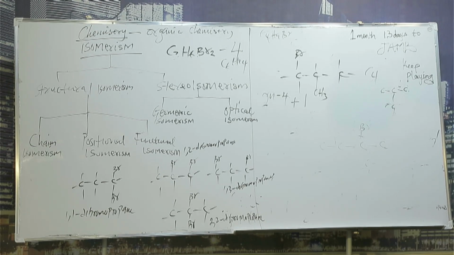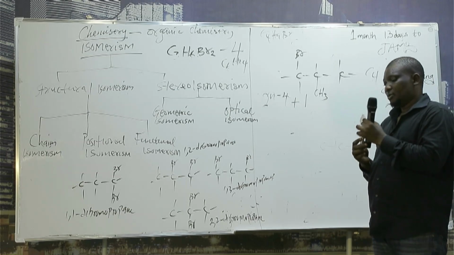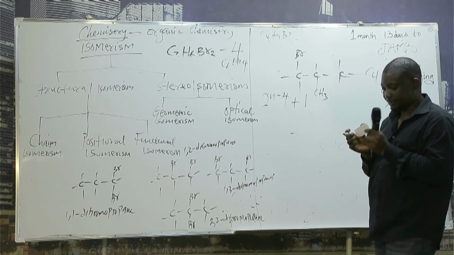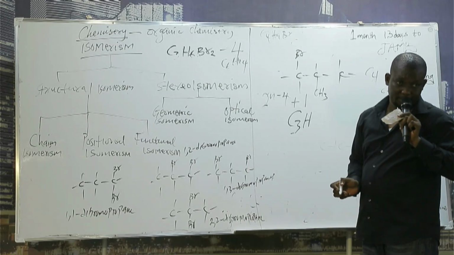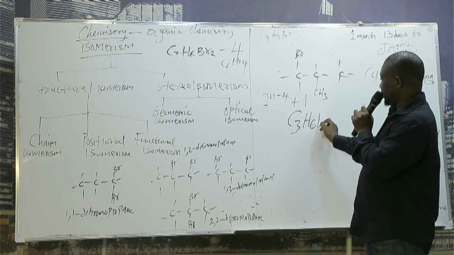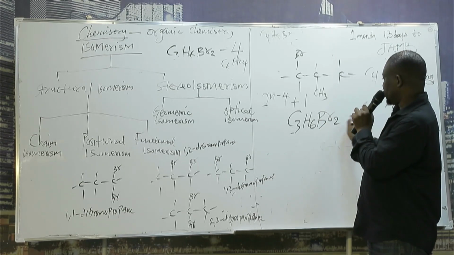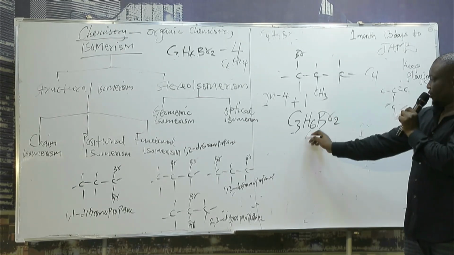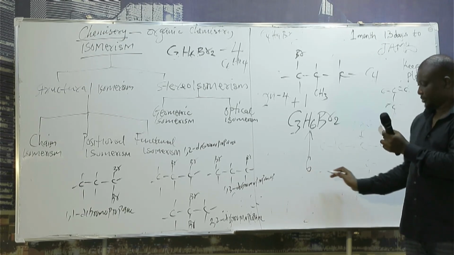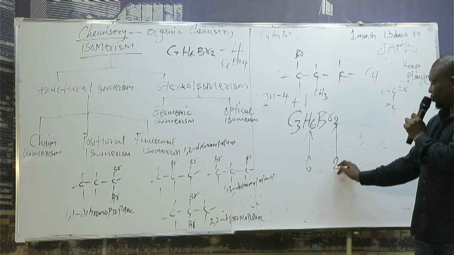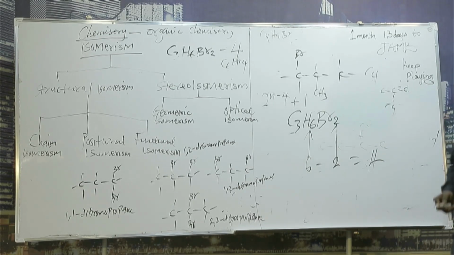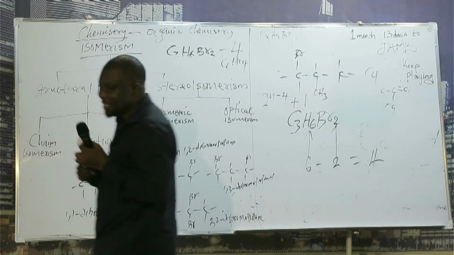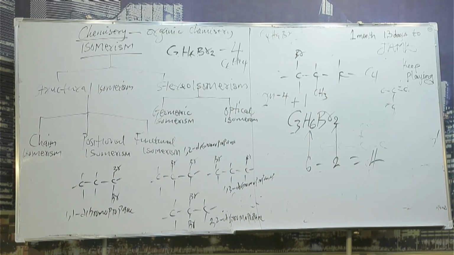Also the formula. In the calculation here, C3H6Br2, this guy must be in engineering. He's supposed to be in engineering class. C3H6Br2, remember. The answer is 4. Therefore, the isomer is 4. Thank you, sir. The young man just taught me something. I don't even know.